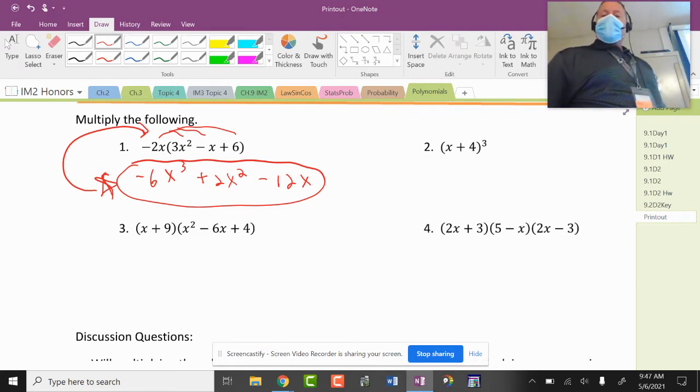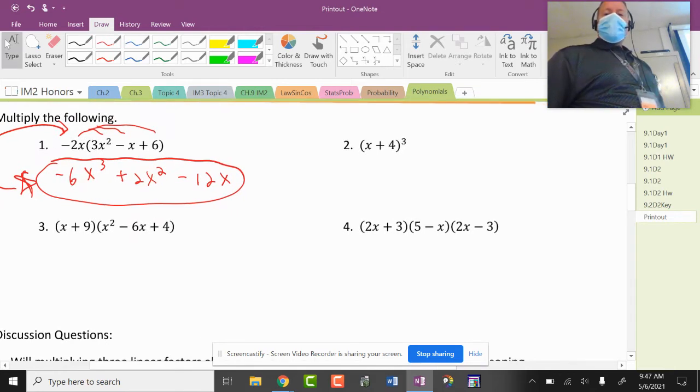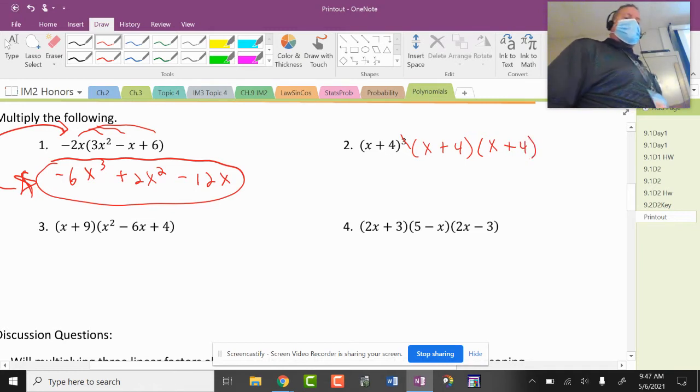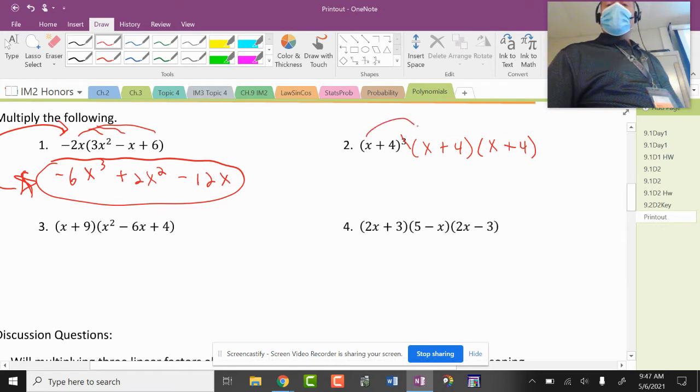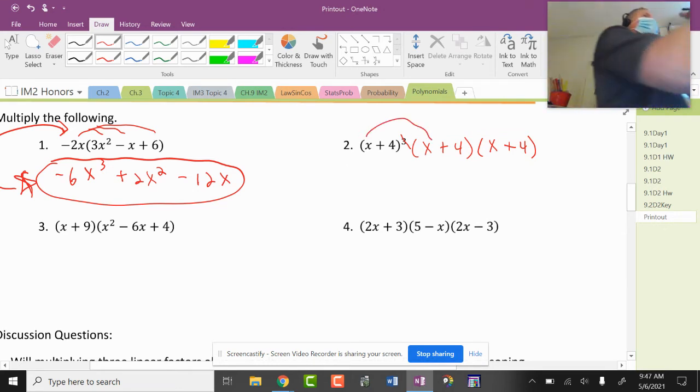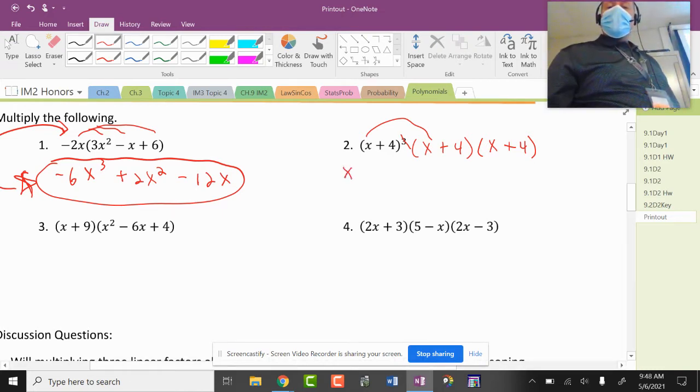This one's a little different though. What I would do right away on this is cancel that and write x plus 4 right next to it. That's what x plus 4 cubed means. Now what I have to do is take this a step at a time. I have to take the first 2 and multiply. This is what I would do on a quiz. I would get rid of the cubed and write it 2 more times, showing that it's something times itself 3 times. X squared.